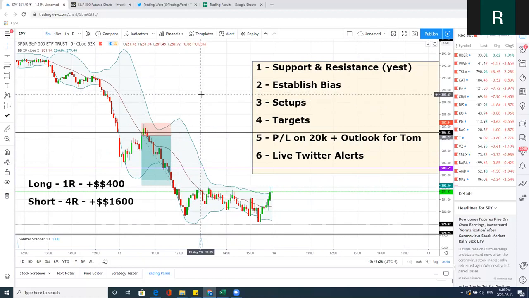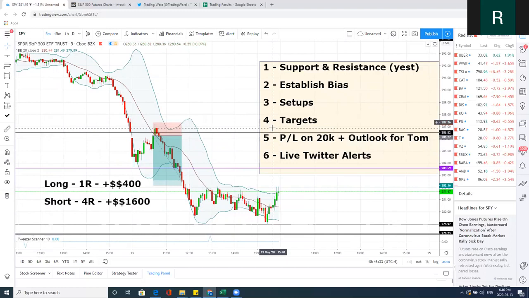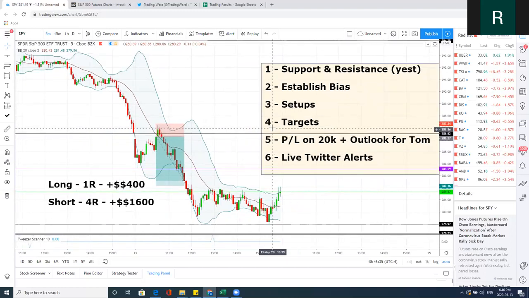But guys, the big winners is where the bias is. And that's why we established the bias. Look at this. Yesterday's short was an 8R. Today's short was a 4R. Okay, guys? That's why the bias is very, very, very important.